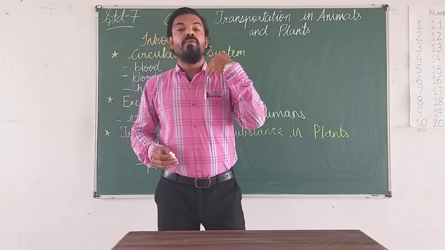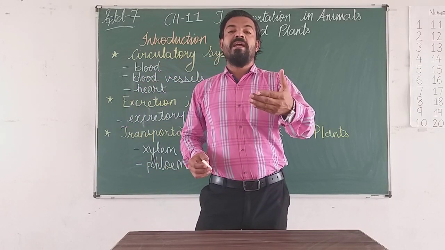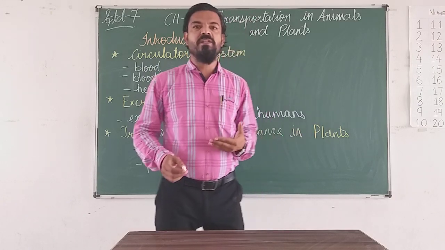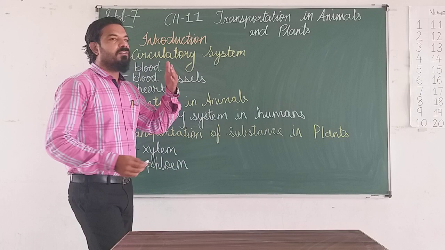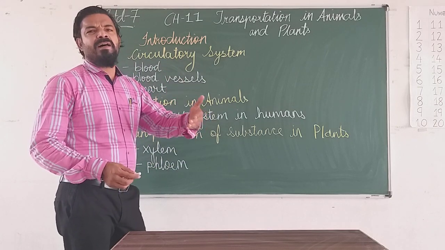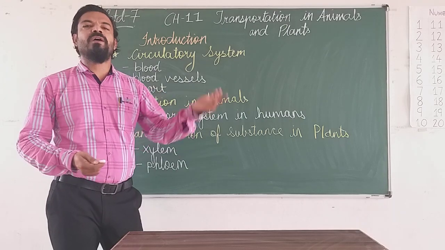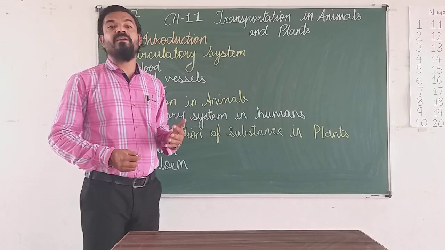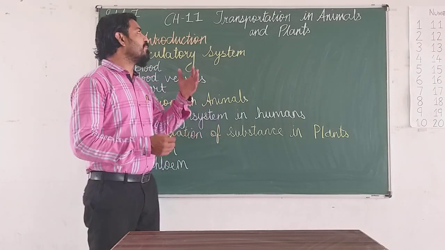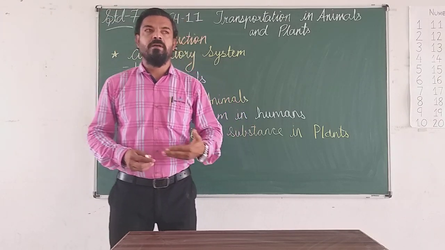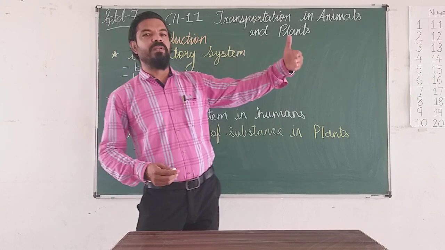Now you want to go somewhere. Then what transportation mediator will you use? You will use a car, a bike, a bicycle, or maybe an aeroplane if you are going outside, or maybe a train if you are going outside the road. That means this is transportation from one place to another place.